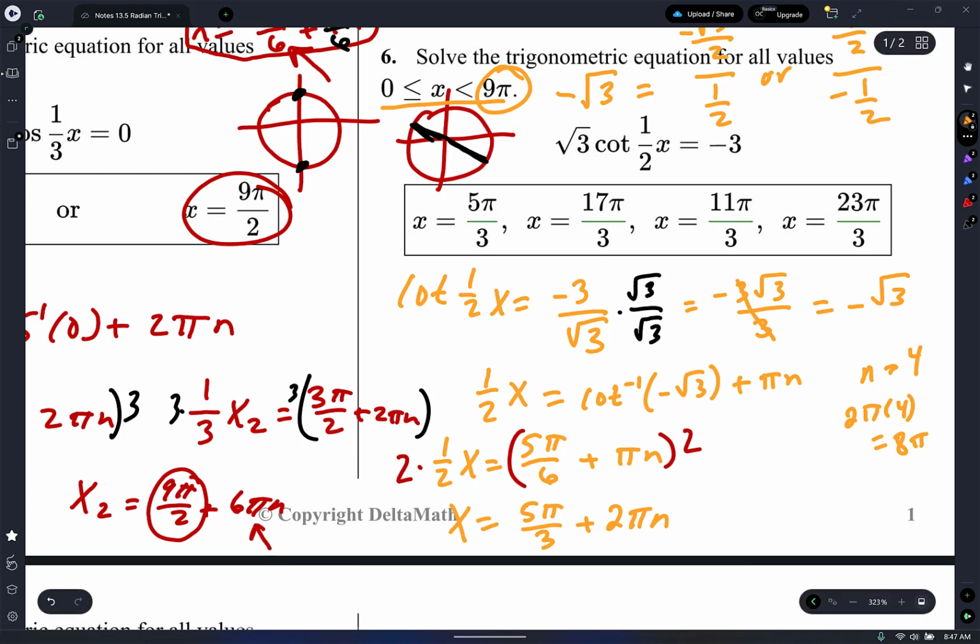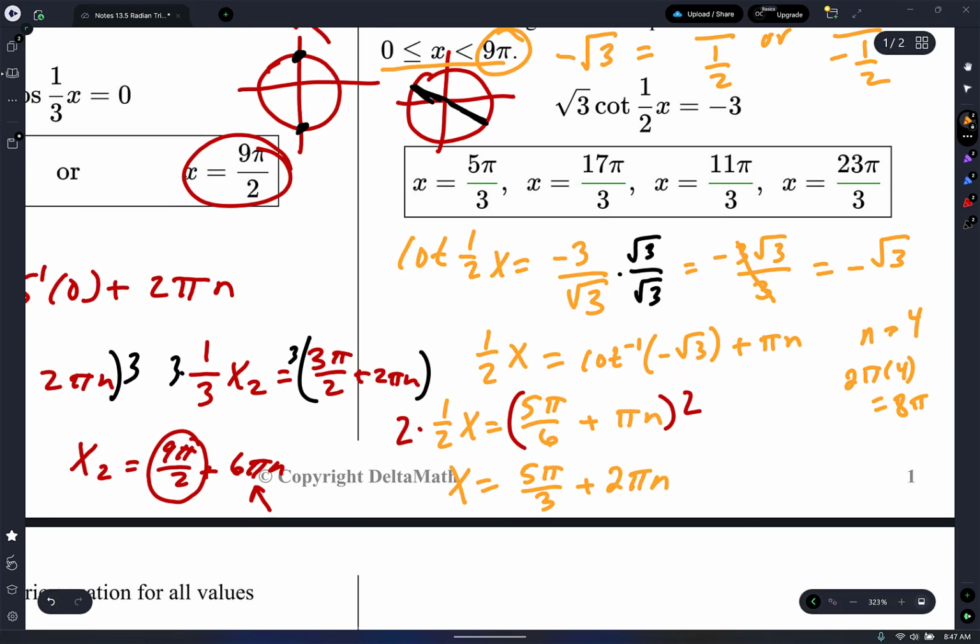So one answer is 5 pi over 3. So I'm going to write, I'll put it right here in this header here. x equals 5 pi over 3. Another answer, add 2 pi to that. So I'm going to turn that into, I'll just multiply by 3. 6 pi over 3. Look, 6 divided by 3 is still 2 pi. So 6 plus 5. There's 11 pi over 3, comma.